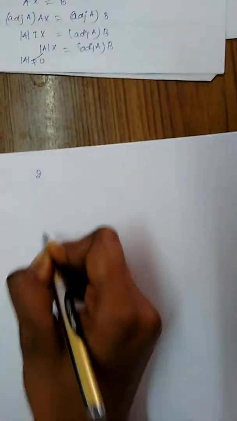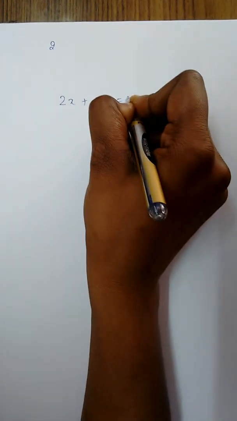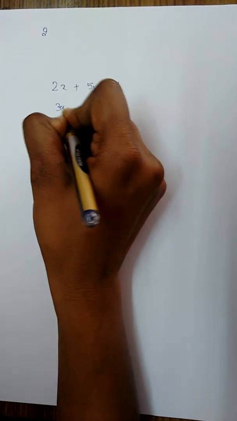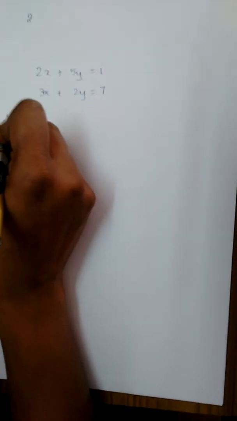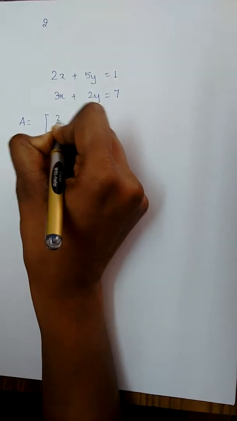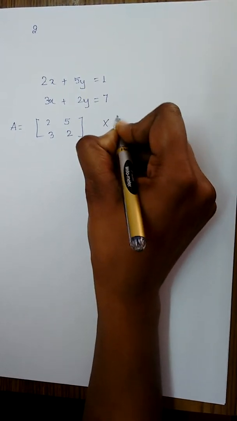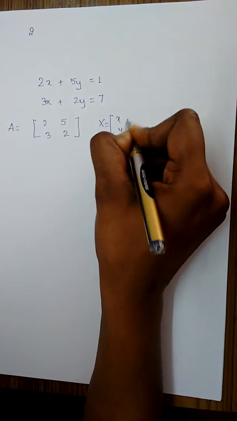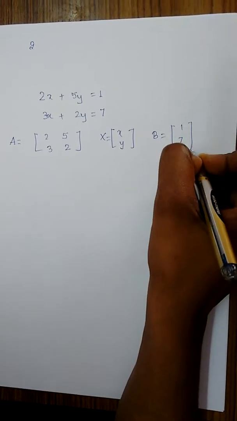Let's take an example and try to solve it. The equations are 2x plus 5y is equal to 1 and 3x plus 2y is equal to 7. So our A matrix will be [2 5; 3 2], X will contain the variables x and y, and B contains the constants 1 and 7.